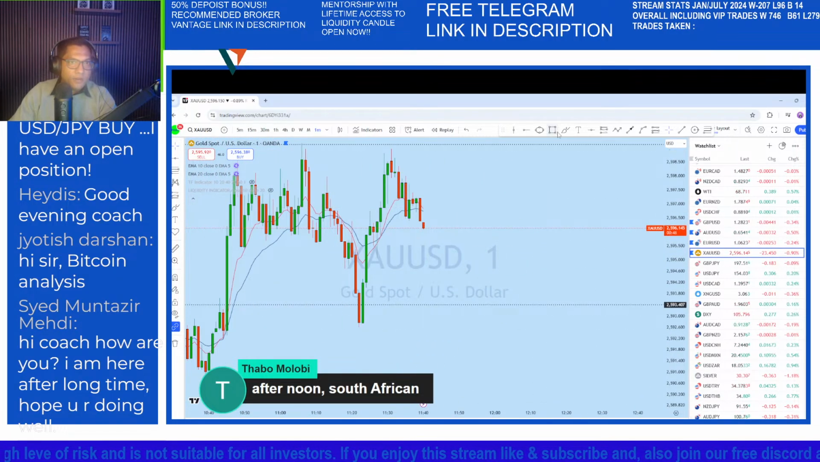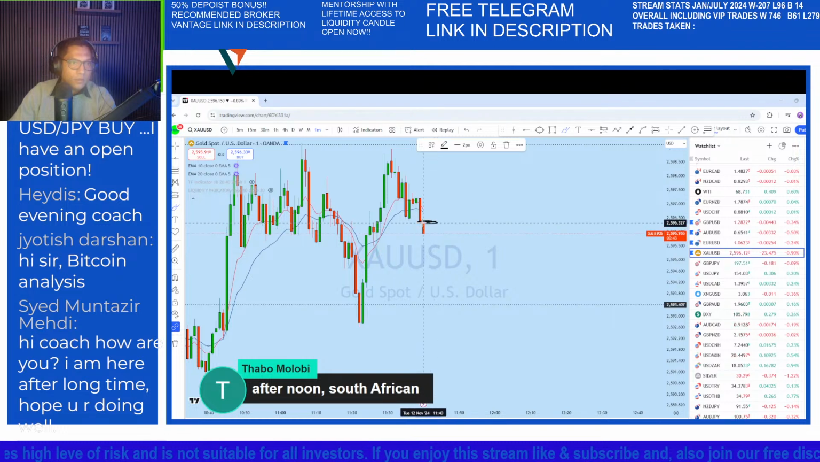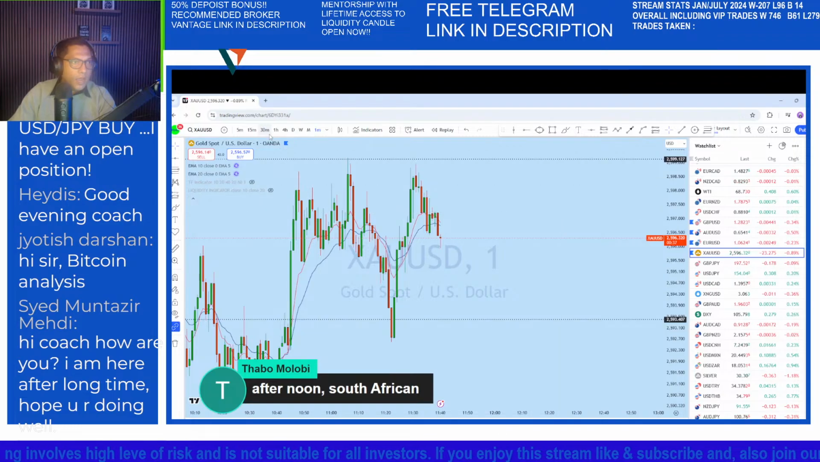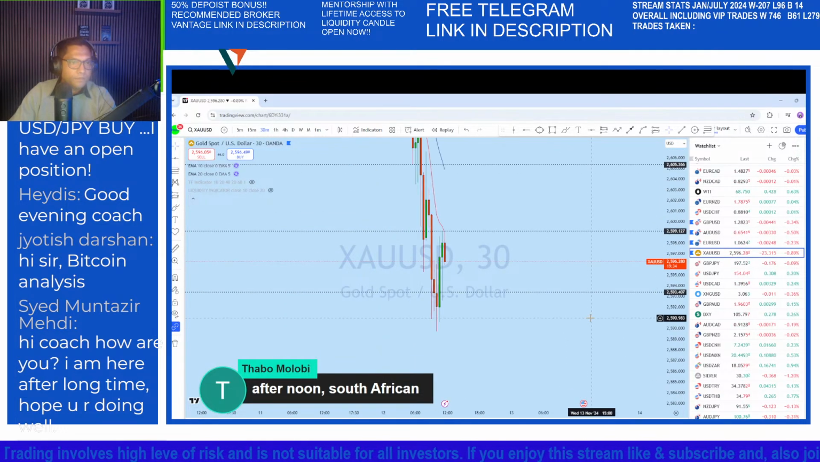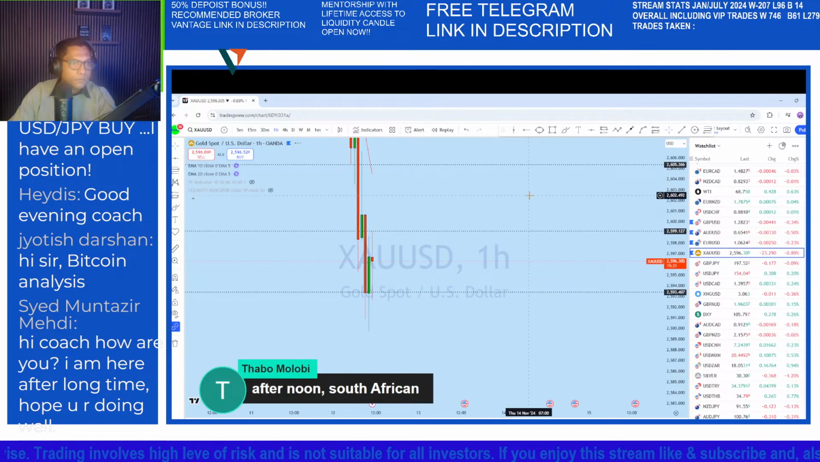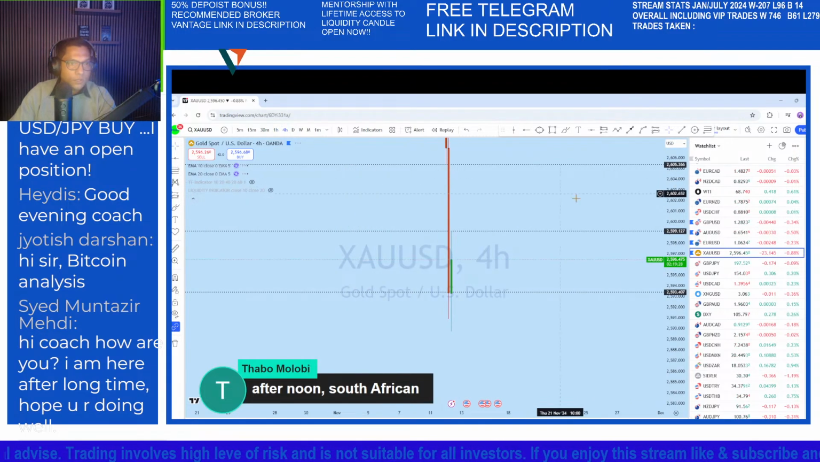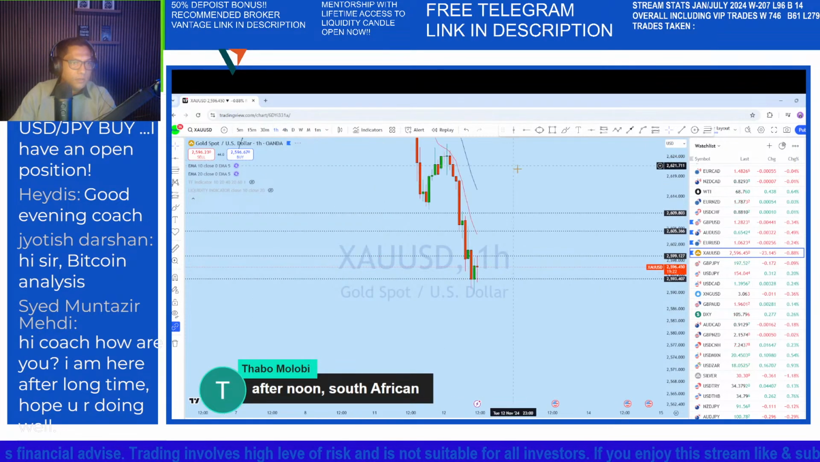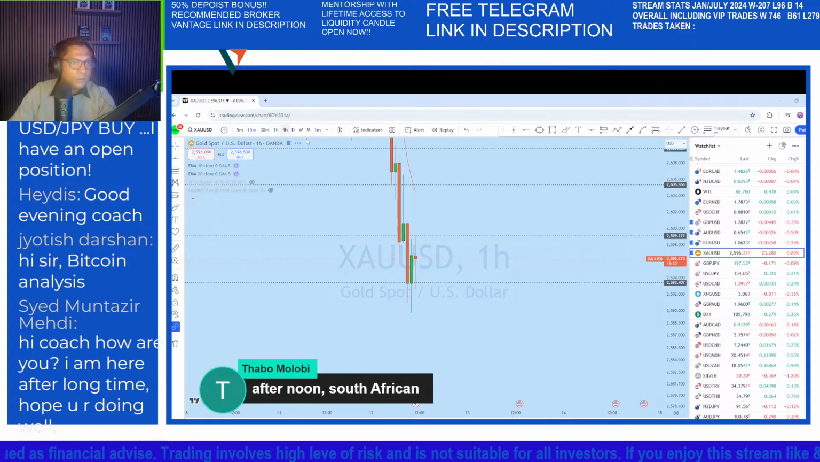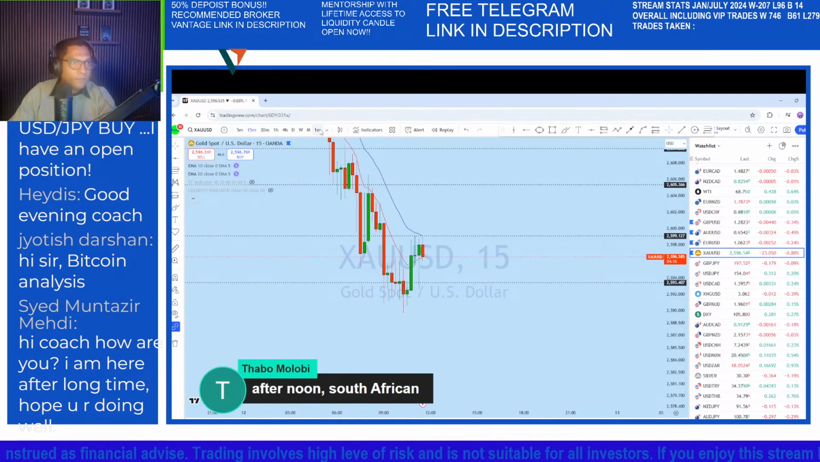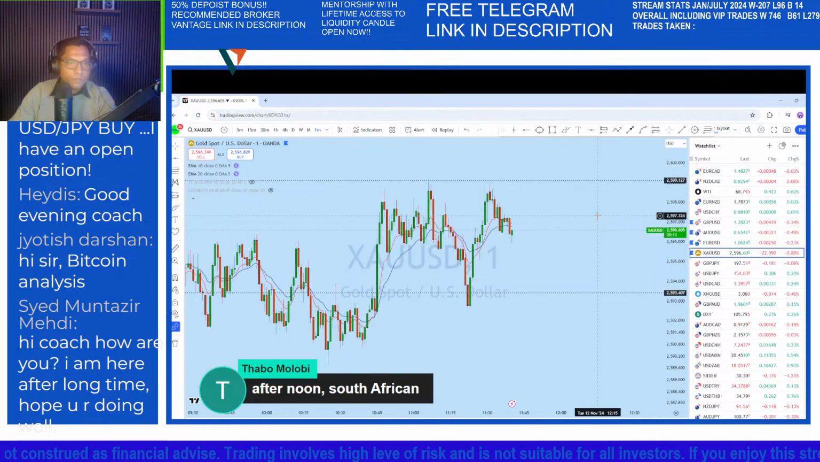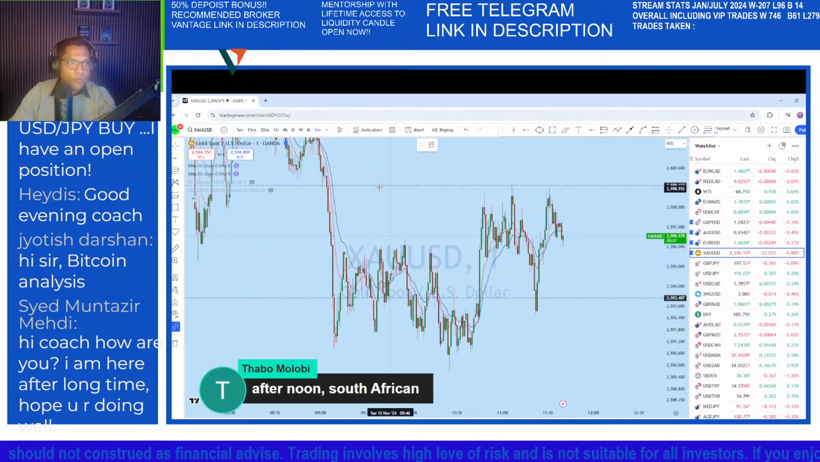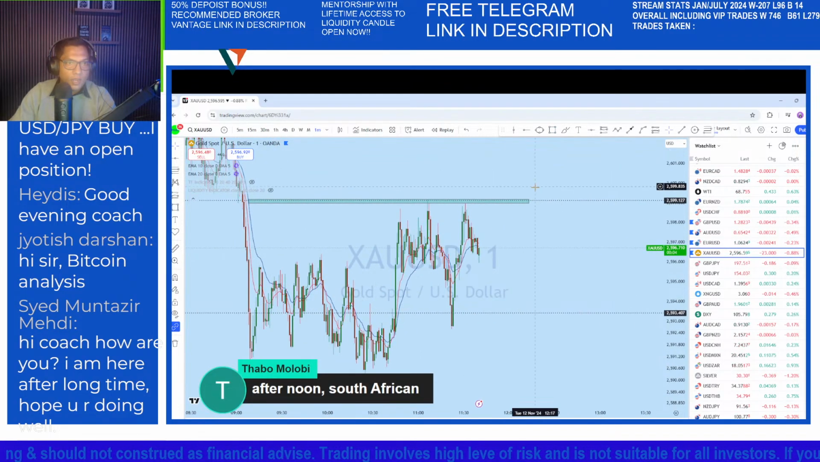We can see the gap open here as well. On the intraday 4 hour, we see that rejection, and we want to see a break of this high, then we can look for a potential entry.